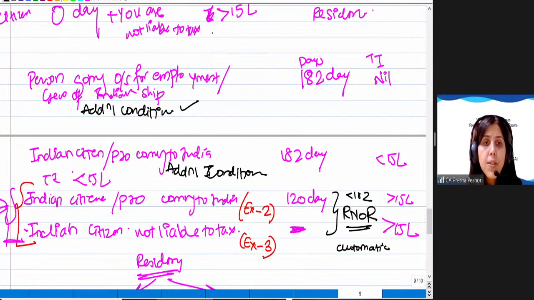So what if a person, Ashi is asking, a PIO, comes to India and stays for more than 182 days and income is greater than 15 lakh. In that case, you are a resident, and for ROR, you have to satisfy the 2 additional conditions because you are staying for more than 182 days. So you have to satisfy 2 additional conditions. Clear, Ashi?